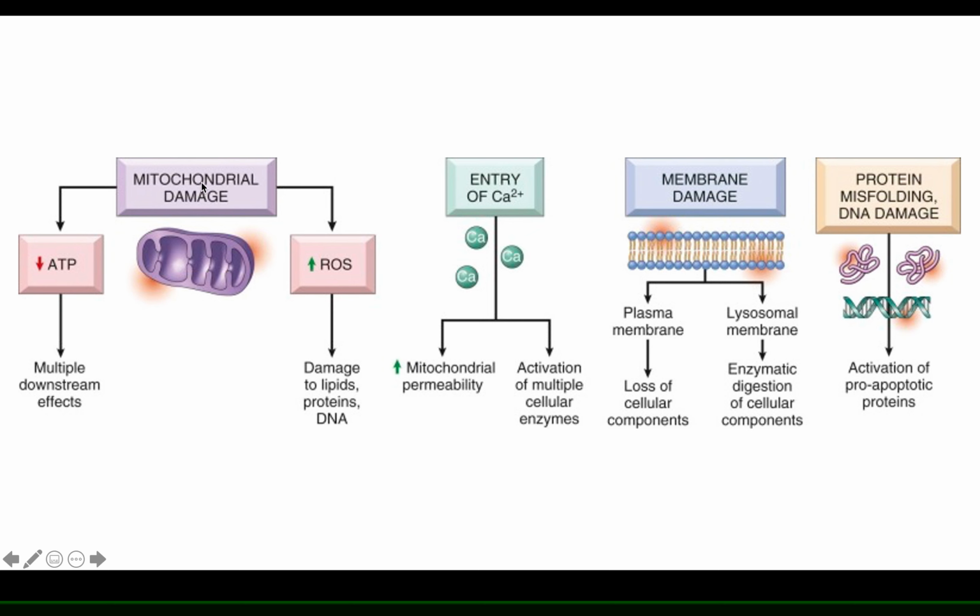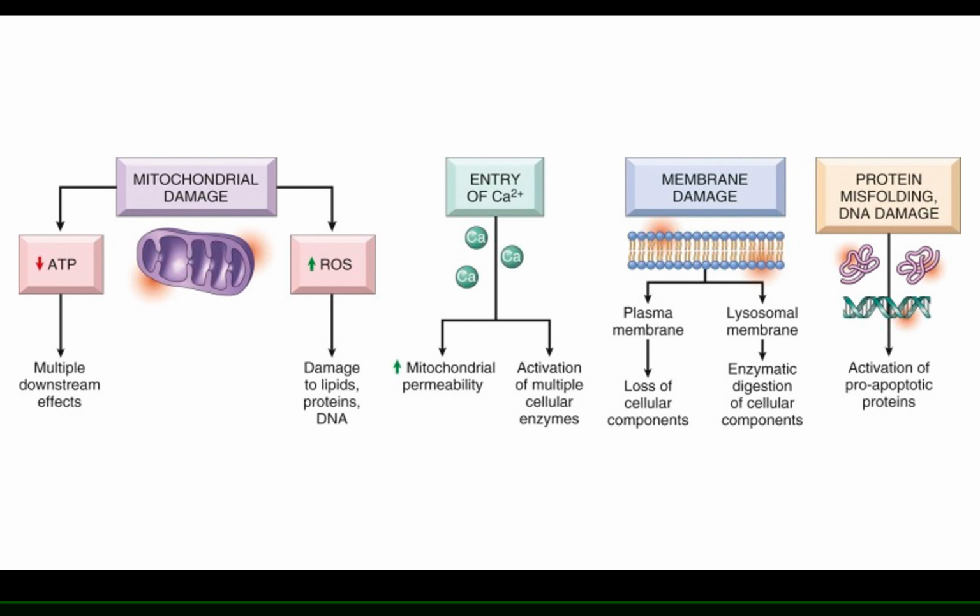So if you have damage to the mitochondria, that's going to cause a decrease of the ATP. That was the first thing we talked about, and it has a lot of negative effects. If you have abnormal oxidative phosphorylation because of mitochondrial damage, that can cause an increase in reactive oxygen species, which would cause oxidative stress. That can then cause damage to lipids, proteins, and DNA.